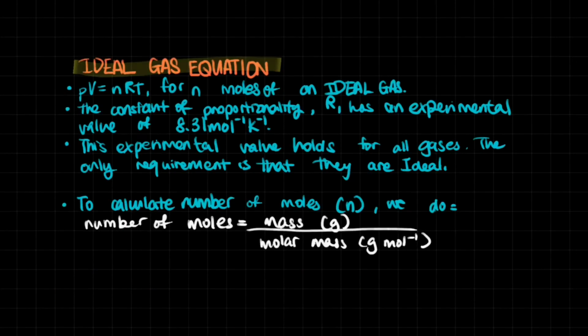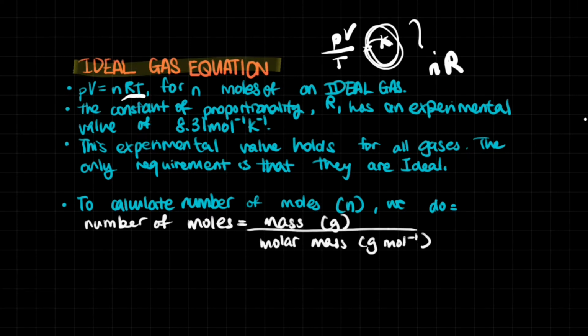So now we're going to take a look at the ideal gas equation. As we've previously seen, we know that pV divided by T equals a constant, right? Let's call the constant K. What we're trying to do with this ideal gas equation is figure out how to calculate this constant. Now, the constant is actually nR. That's what we can see over here, nR.